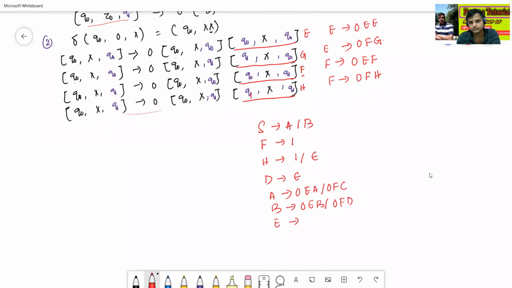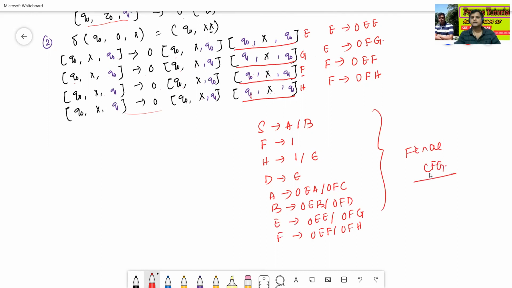E to 0FG. F to 0FS. So this is the final context free grammar. Okay. So in this way we can convert the context free grammar from the pushdown automata.